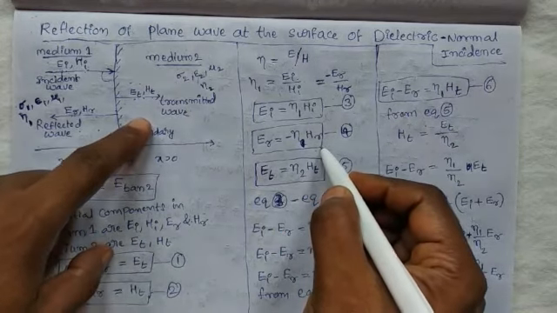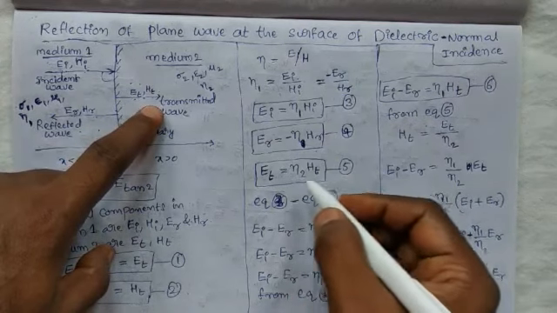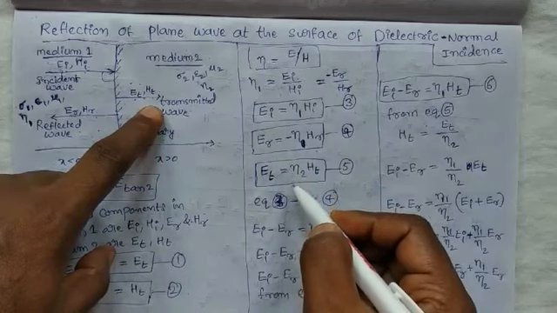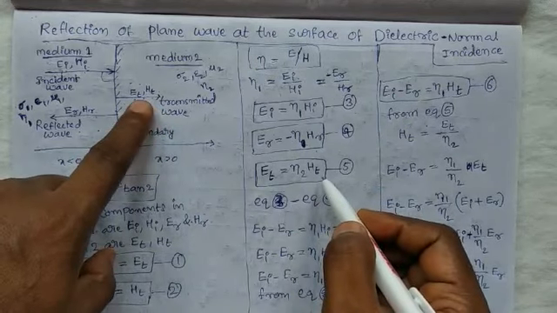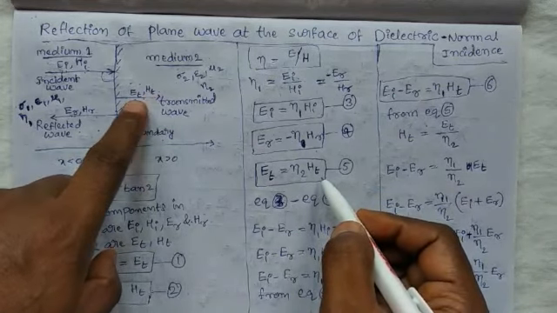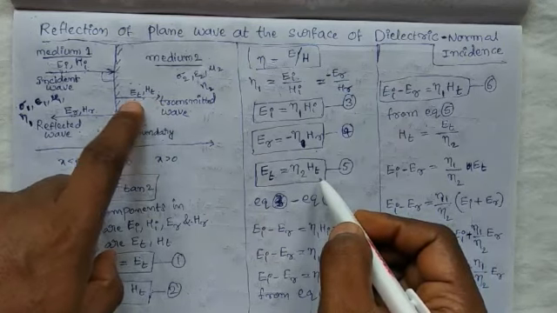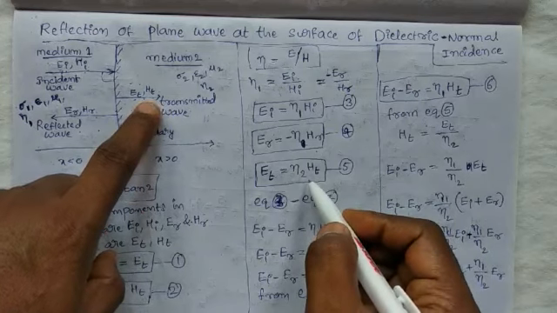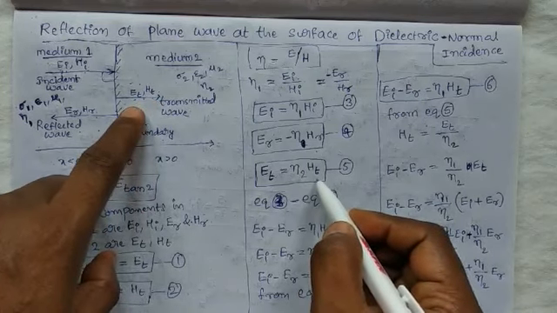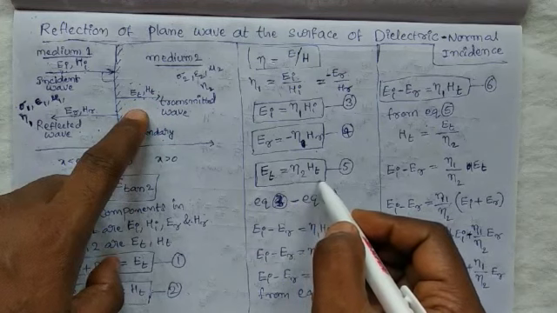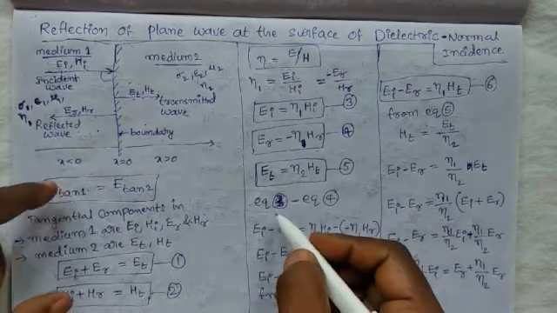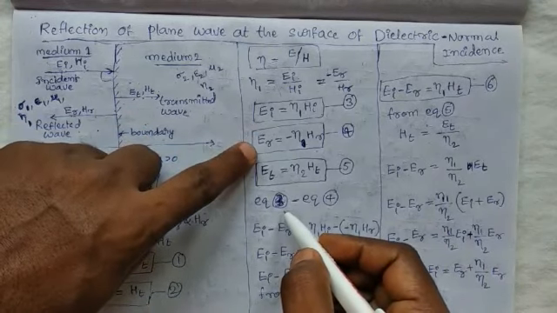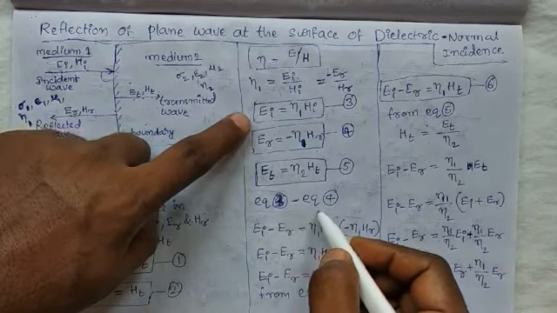Similarly, from this formula we write eta 2 is equal to the tangential component of the transmitted electric field by the transmitted magnetic field, ET by HT. From that, ET is equal to eta 2 HT. Now we are subtracting equation 4 from equation 3.